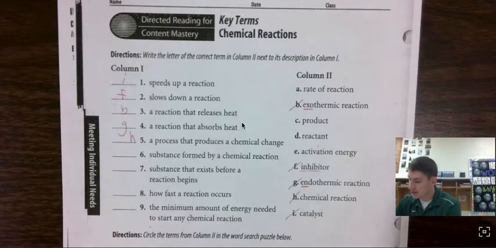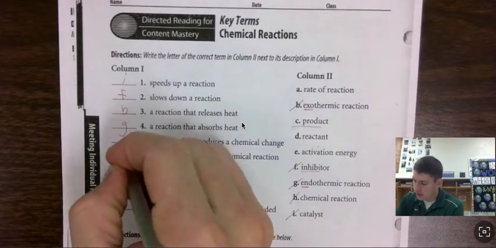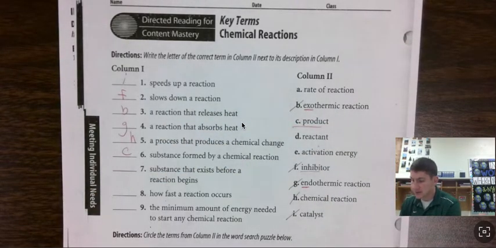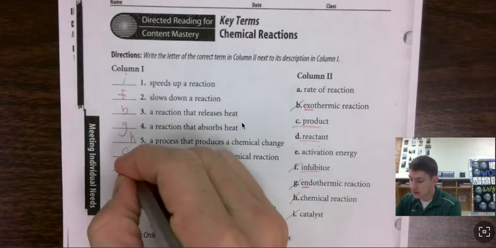Number 6, a substance formed by a chemical reaction. So when the reaction takes place, what is formed? What is the new product that is created? Oops, gave the answer away. It's going to be product right there, C. 7, a substance that exists before a reaction begins. So before the reaction has taken place, you have what's called the reactant. That's going to be letter D.